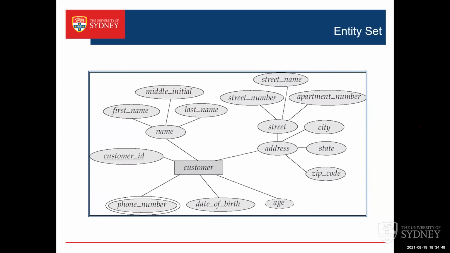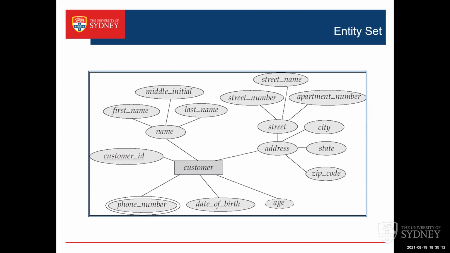Someone is asking why age is different. Can someone else answer? Write in the chat box. Why is age different? Because that is a derived attribute, right? It is related to date of birth. From the date of birth, we will calculate age. That's why that is derived.